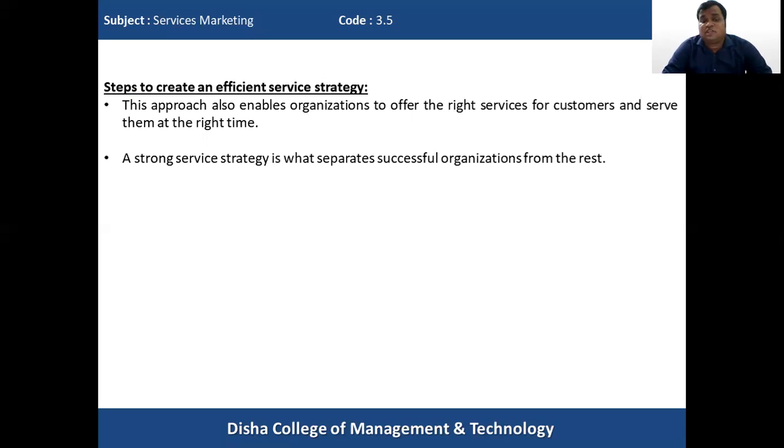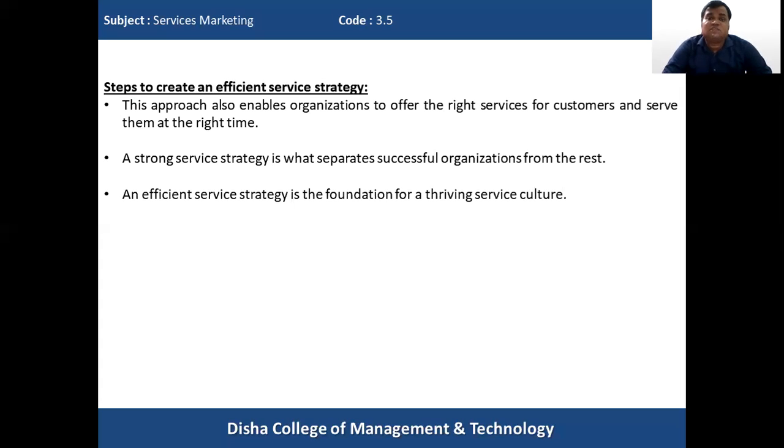A strong service strategy is what separates successful organizations from the rest. Why is the service strategy so important? Because it differentiates and separates the service organization from other competitors. It creates a proper image in the minds of the customers. An efficient service strategy is the foundation for a thriving service culture.